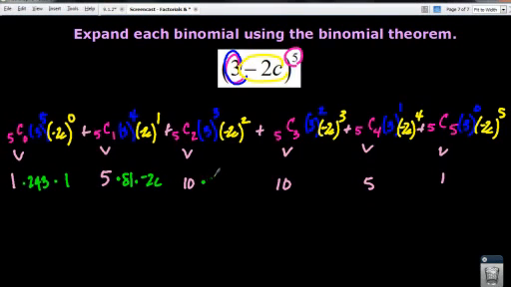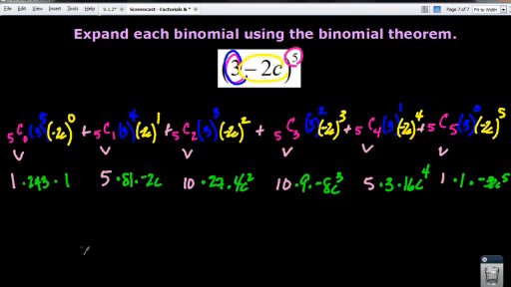Times 27 times, now this is positive, so what you're going to notice is an oscillation between negative and positive, negative and positive. It's positive 4c squared. This is 3 squared is 9 times negative 8c cubed. And then this one is positive because it's to the 4th, so this is 16c to the 4th. And then 3 to the 0 is 1 times negative 32c to the 5th.